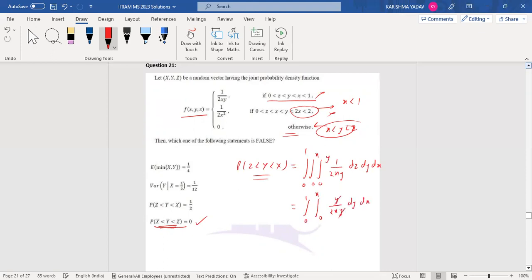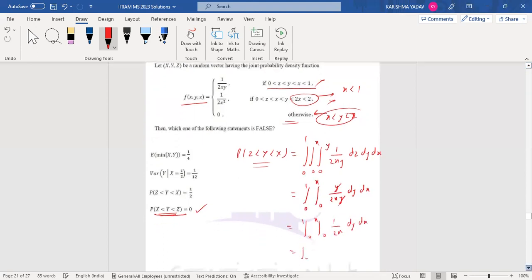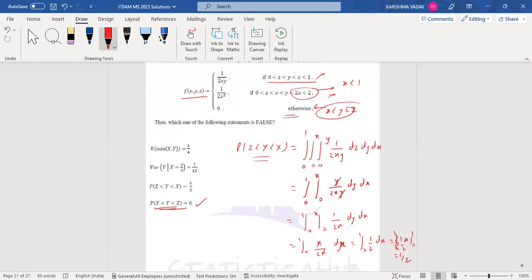Okay, y will cancel out, and this will be 0 to 1, 0 to x, 1 upon 2x dy dx, and this will further be equal to 0 to 1 x upon 2x dx. Okay, and this will cancel out. This is equal to 0 to 1, 1 by 2 dx, and that is equal to x by 2, 0 to 1. Okay, so it will be equal to 1 by 2. So we got the probability of z less than y less than x is equal to 1 by 2.